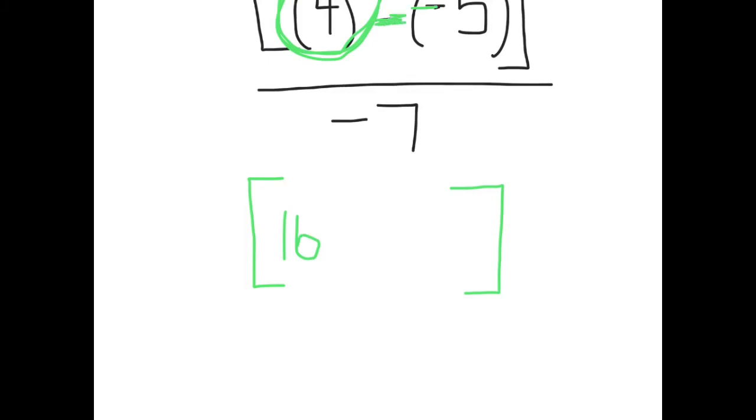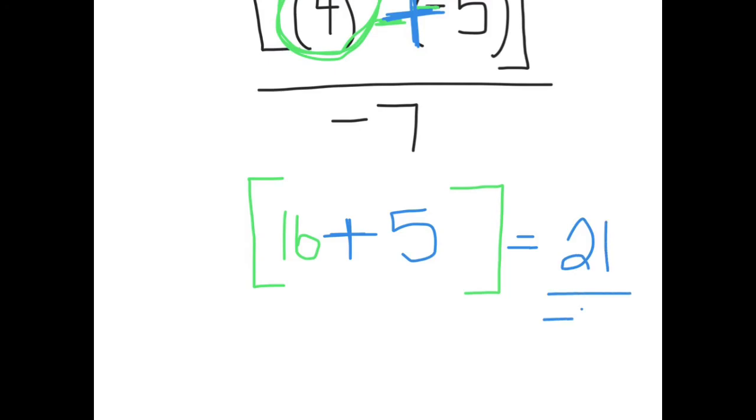When I have a minus and a negative smashed together and nothing in between it, that turns into a great big plus. Bring down your 5. So inside that bracket is really just the numbers 16 plus 5. And 16 plus 5 is 21. And this is all over -7. We're doing a division. A positive divided by a negative is a negative. 21 divided by 7 is 3. So your answer is -3.